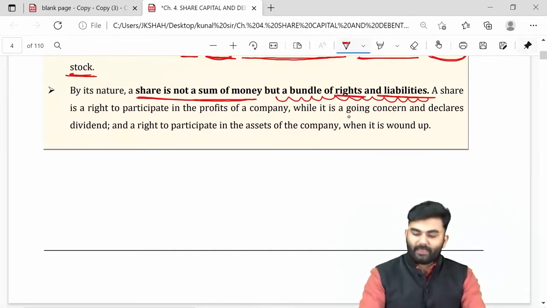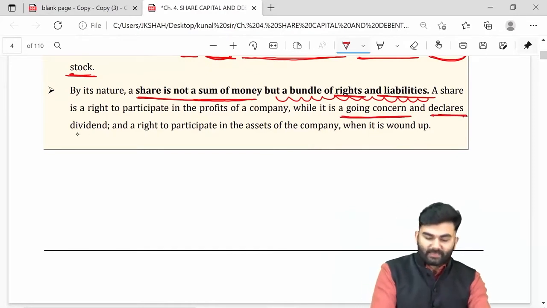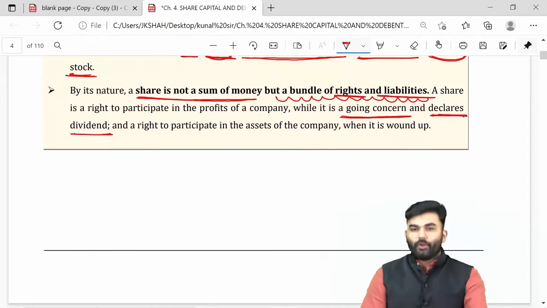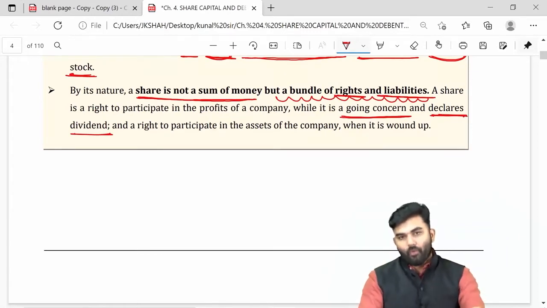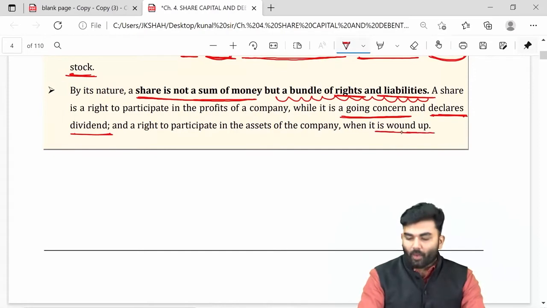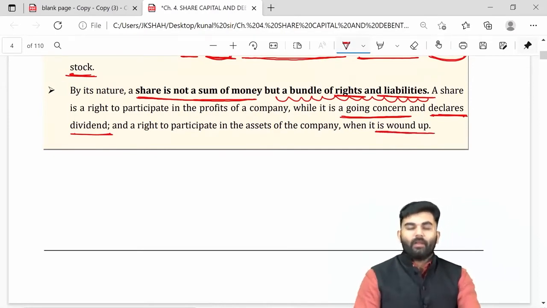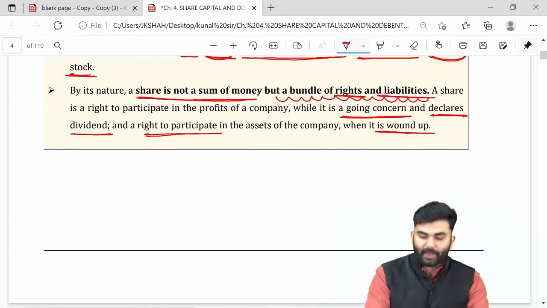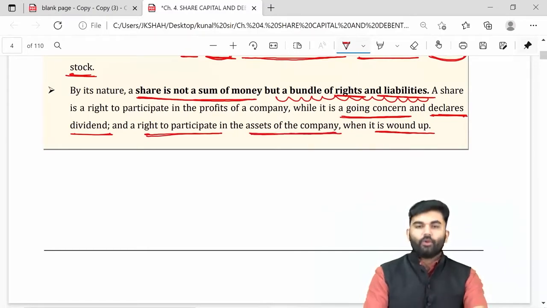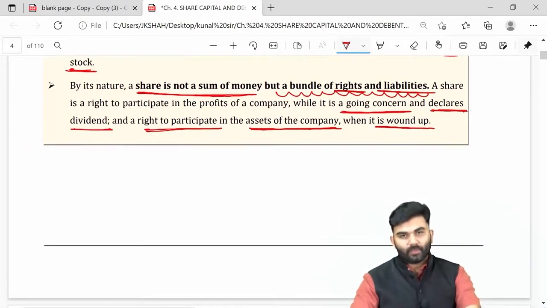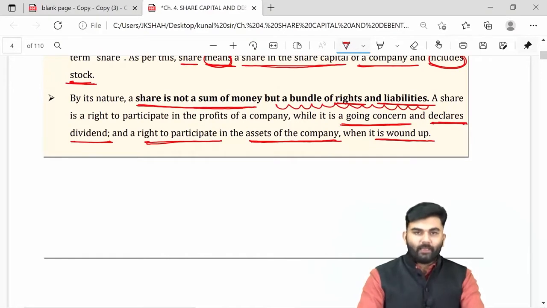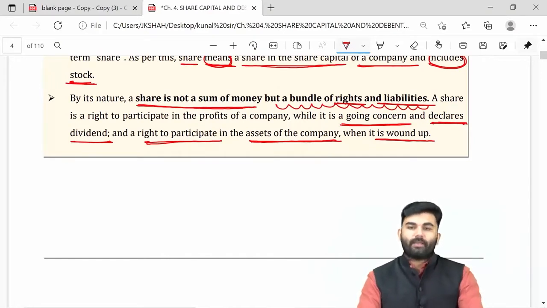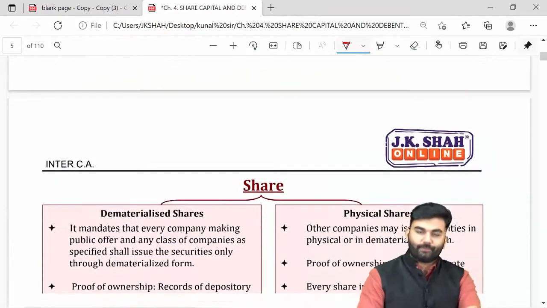The lawmaker says if the company is a going concern and the company declares a dividend, then you being a shareholder have a right to demand that dividend. However, if the company goes for winding up, then you being a shareholder will have a right to participate in the assets of the company. So is a share a bundle of money? No, a share is a bundle of rights and liabilities.